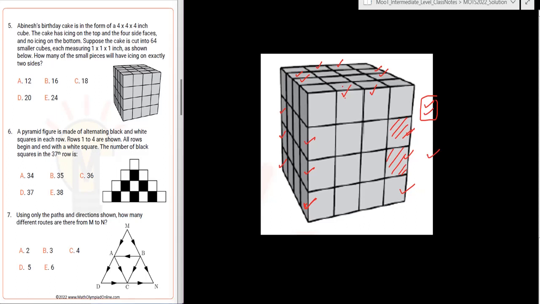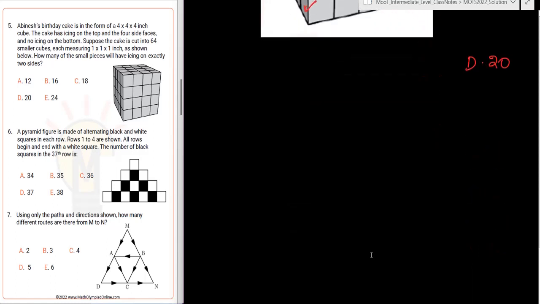Now if you just count all these ticks, 2, 4, 6, 8, 9, 10, 11, 12, 13, 14, 15, 16, 17, 18, 19, 20. So the answer is 20. D20. This is a very good problem that tests our visualization skill.